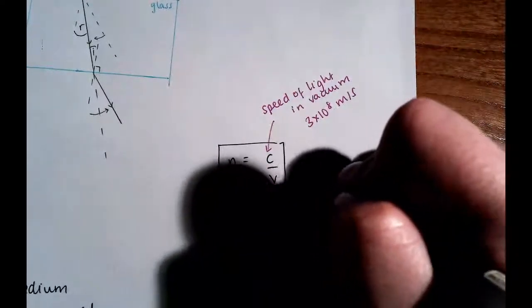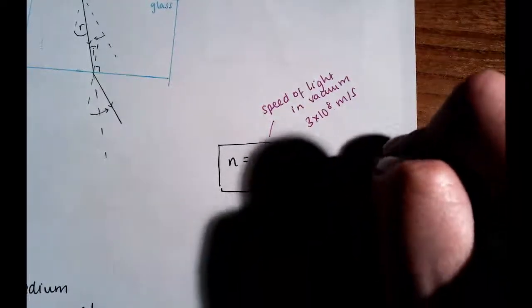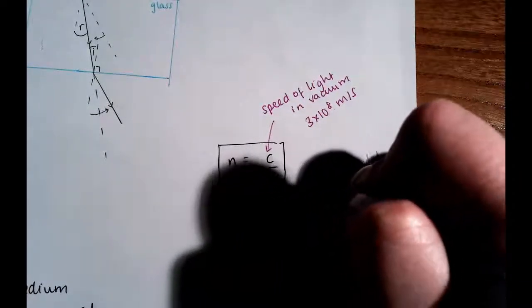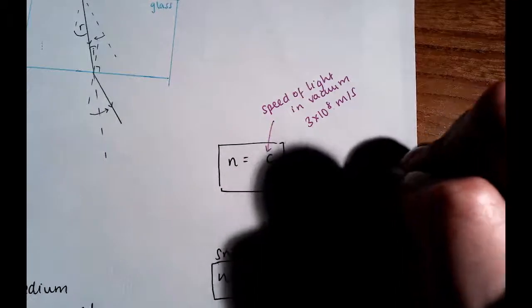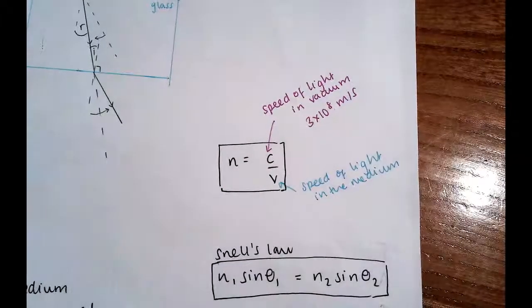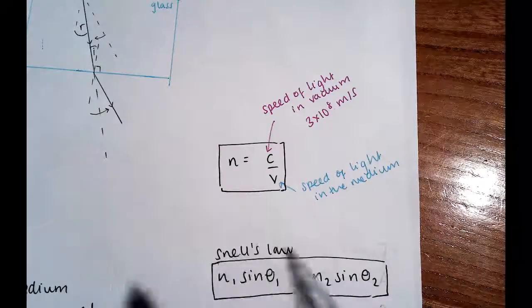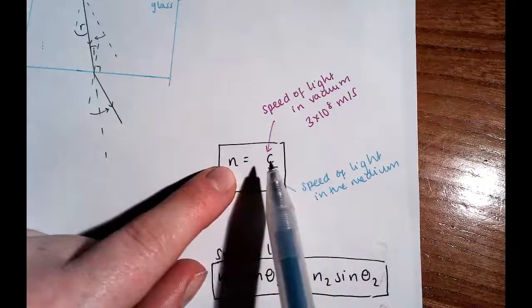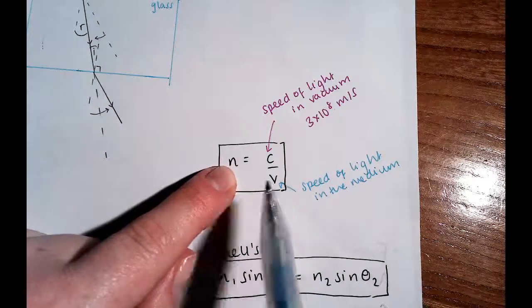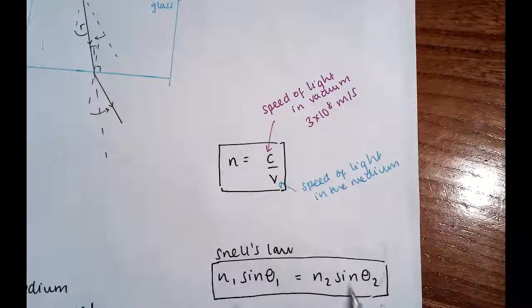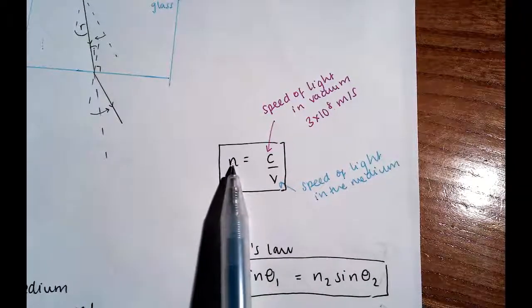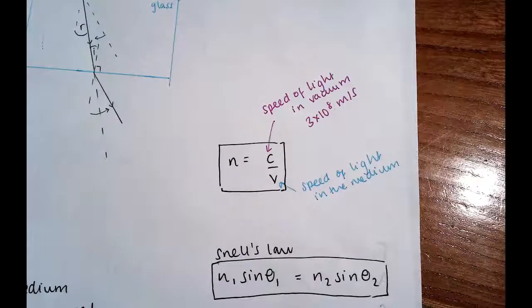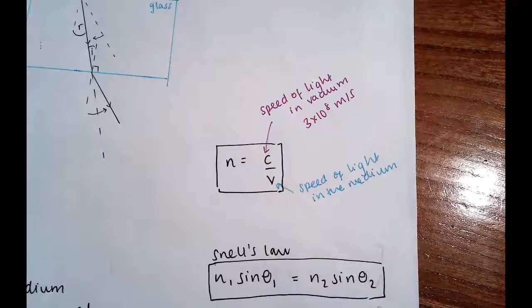This V here is the speed of light in the medium. So if you enter glass, the speed will be a lower value. The refractive index is the ratio of the speed of light in a vacuum compared to the speed of light in that medium. So you have an N value for every material, which has its own V value. Okay, that's one equation to know.